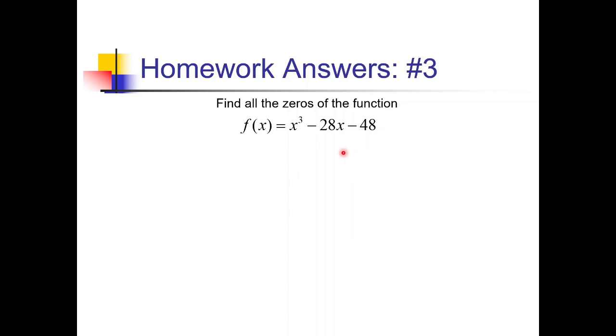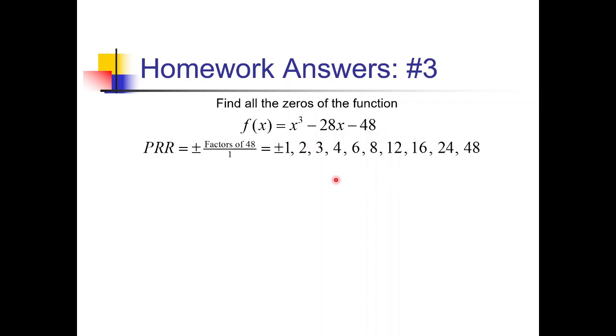So let me do my PRR list, possible rational roots. We've got plus or minus factors of 48, the constant, divided by factors of, well, we just have a lead coefficient of 1. Factors of 48, we've got 1, 2, 3 goes into 48, 4 goes into 48, 5 doesn't, but 6 does. 6 times 8, and then we had 4 times 12, 3 times 16, 2 times 24, and 1 times the original, 48. And these are all just factors of 48 divided by 1, so we don't need to do anything else here.